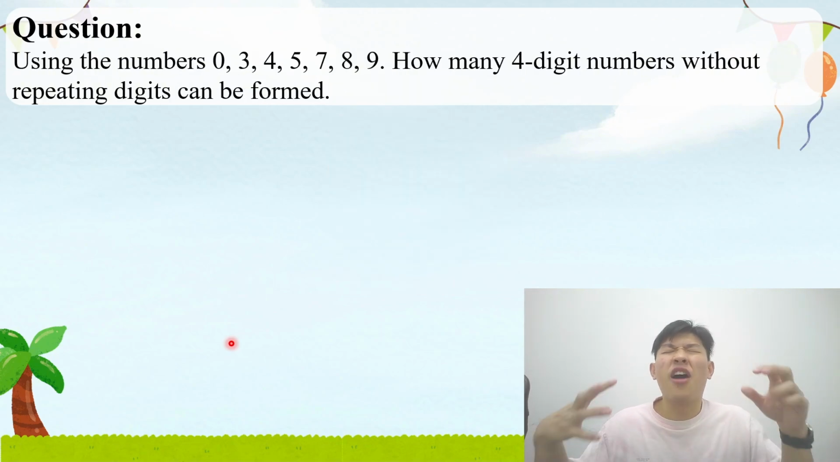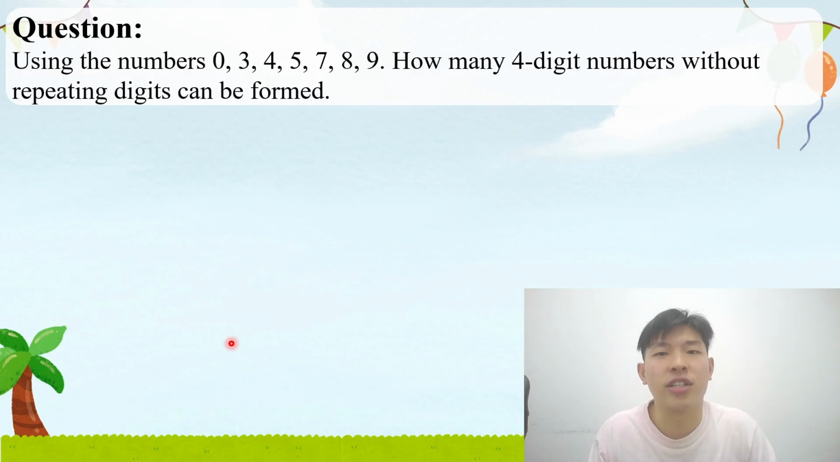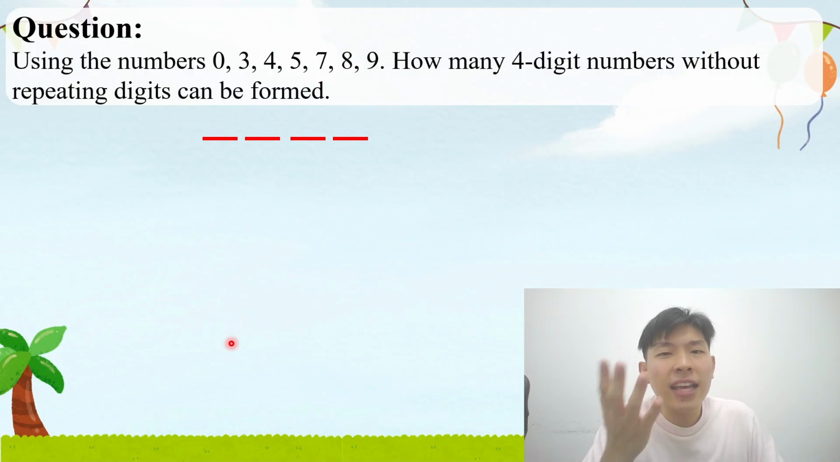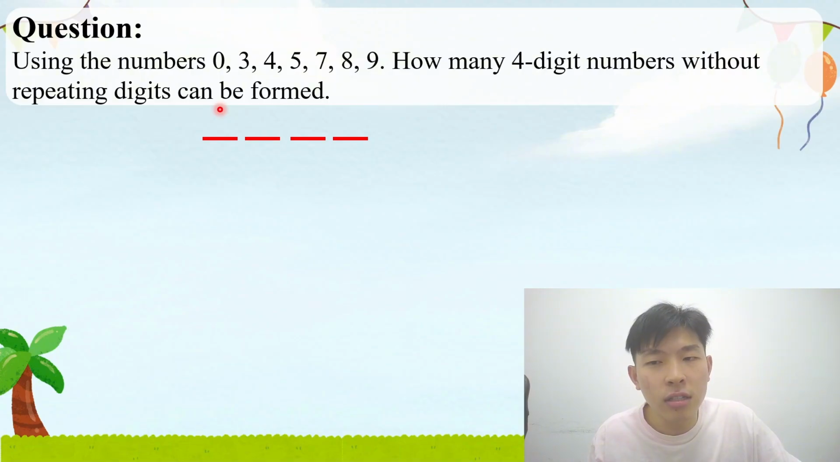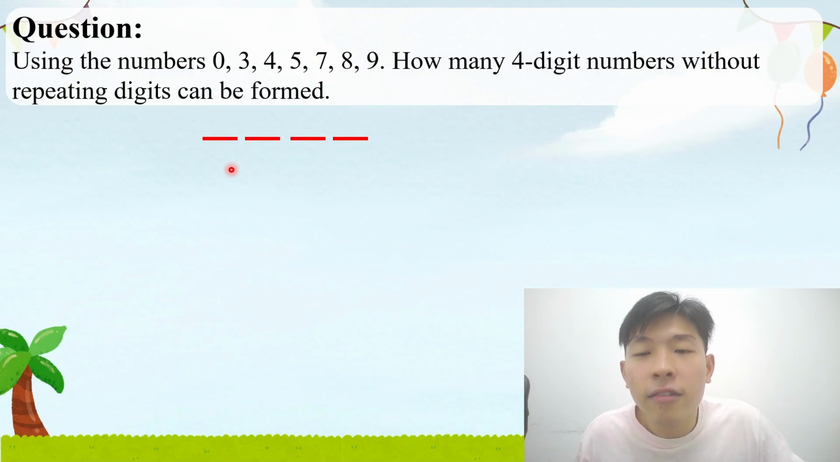And finally, we are ready to go on to our question. Now, the question says how many 4-digit numbers without repeating digits? So keep in mind, 4-digit numbers, 4 spaces. Same, it's a step-by-step process. First step, I need to choose a number for my thousands. Second step, hundreds. Third step, tens. And fourth step, ones. So how many choices can I have for my thousands place?